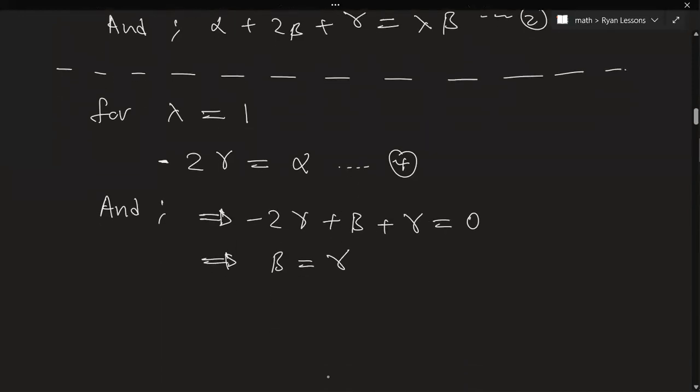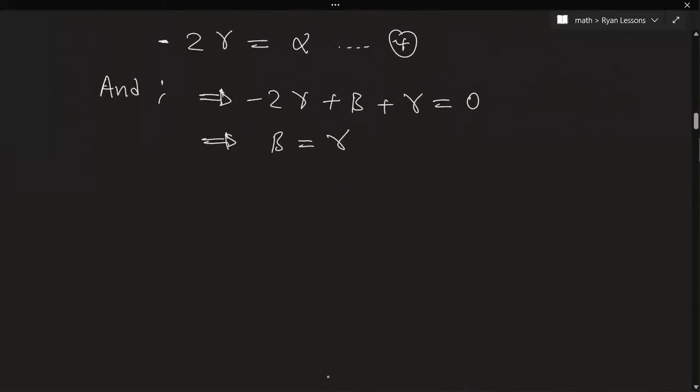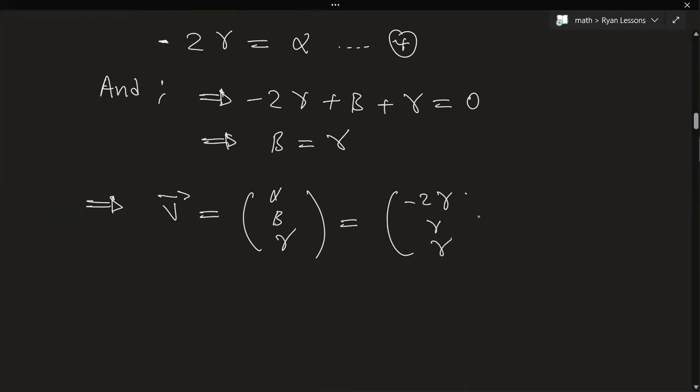So now, what follows here? Do you see now that I can write my vector V, which I know was alpha, beta, gamma, as alpha, which is negative 2 gamma, and beta, which is gamma, and gamma, which is gamma. So I can factor out the gamma, and what remains is negative 2, 1, 1.